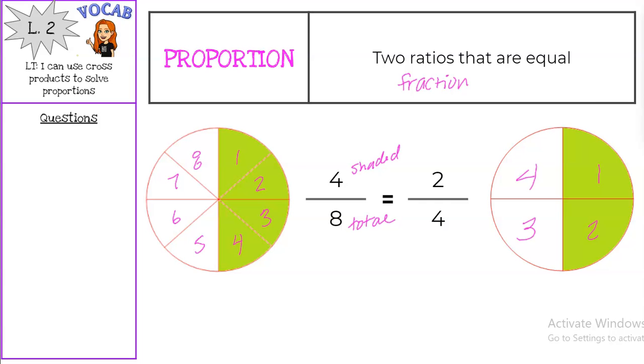But you can see that they cover the same amount of space. They cover half the circle. So these are what we call equal fractions, equivalent fractions, or also we call them a proportion. So these fractions are in proportion because they are equal to each other.